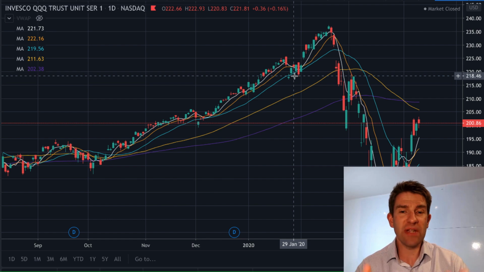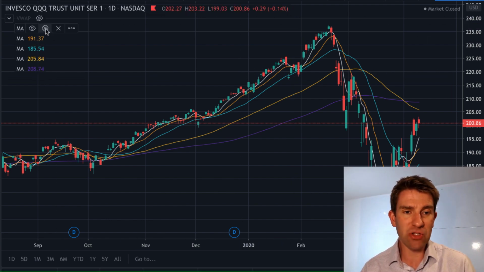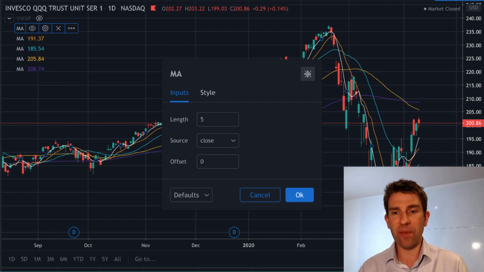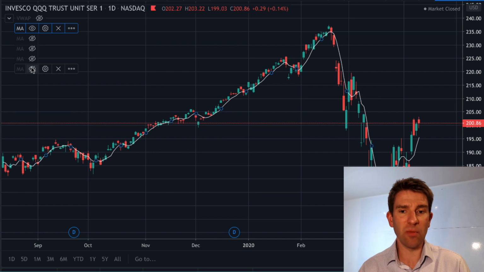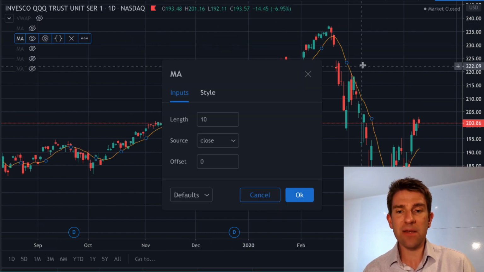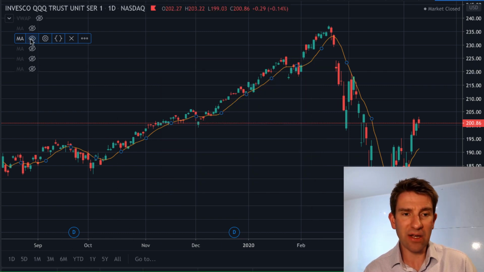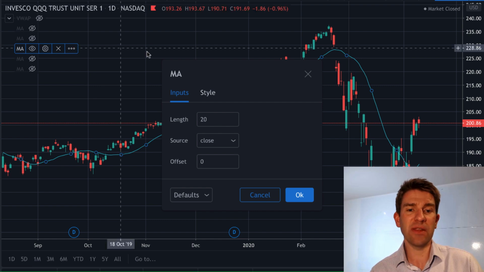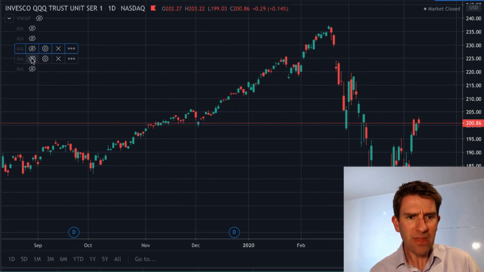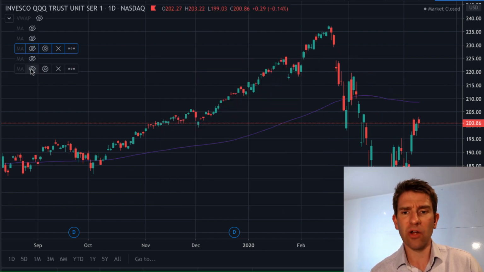Alright, so on the screen in front of you, I have a selection of moving averages. Just for clarity, let's close these off and then you can see them as they come on. The 5-period moving average there in white. Then a 10-period in that orangey, yellowy color. Then a blue moving average, which is a 20-period. We've got a 50 period there, and a 100 period there.